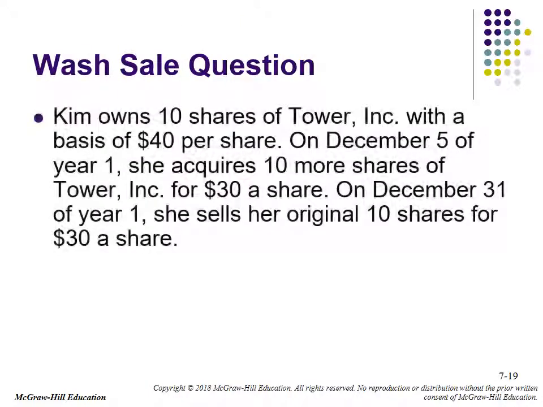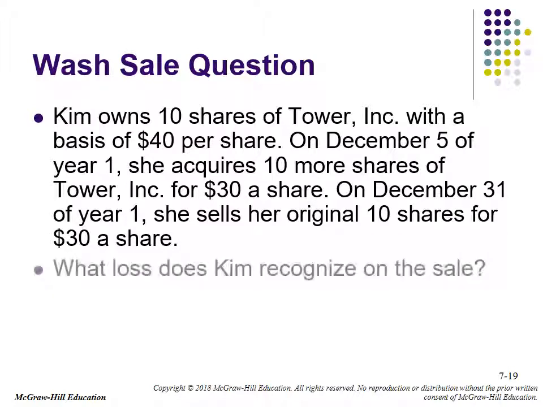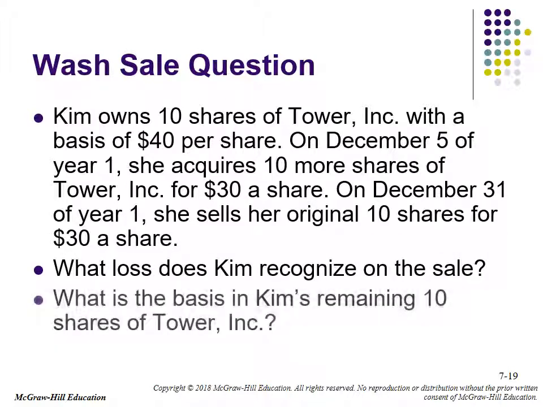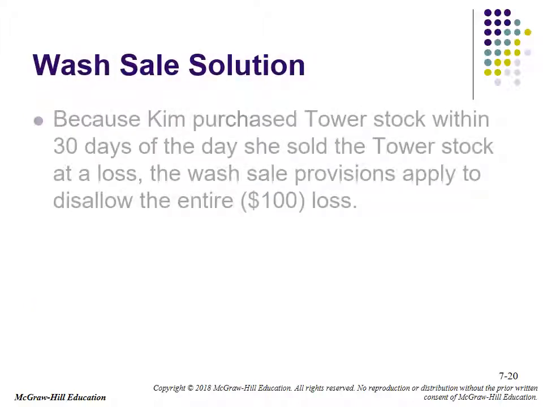Kim owns 10 shares of Tower with a basis of $40. On December 5th, she acquires 10 more shares for $30. On December 31st of year 1, she sells her original 10 shares for $30 a share. Very similar to what we just looked at. What is her loss? What is the basis in her stock? And we didn't talk about that.